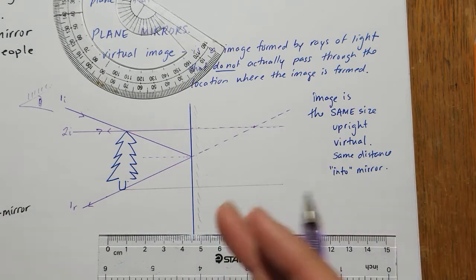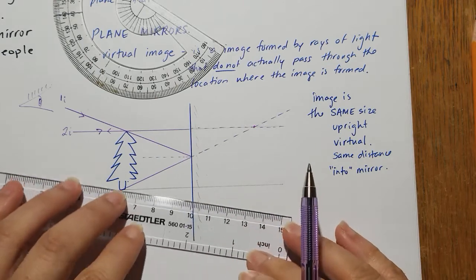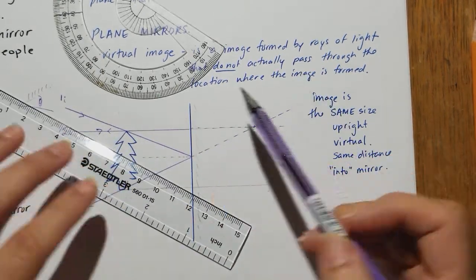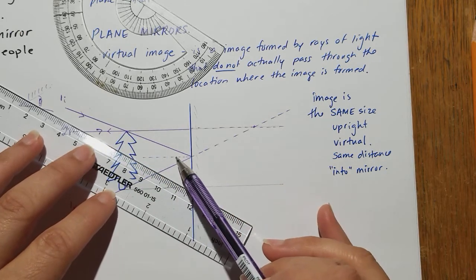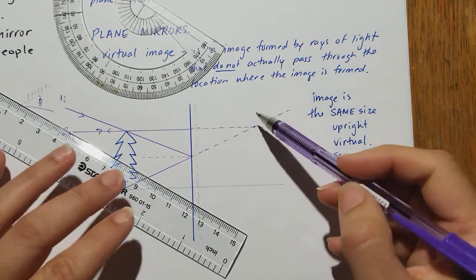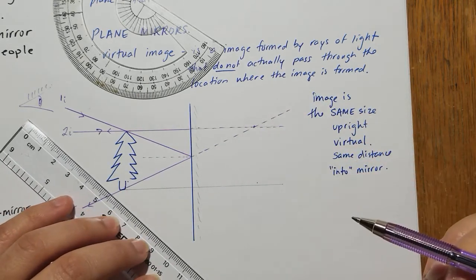Or sorry, into the mirror. So what essentially happens is there are an infinite number of rays of light doing this, okay? And they're all crossing at this point, forming the top of the tree. And then this is happening all along here, and doing that for the bottom of the tree as well.